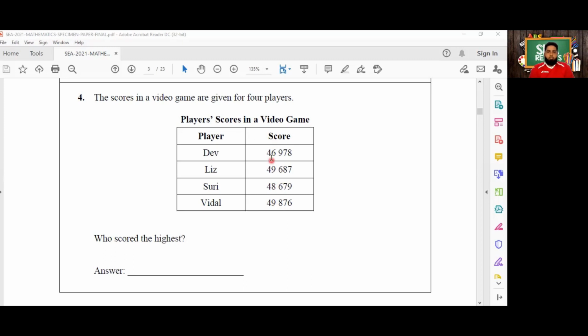Then we move on to the thousands column. We have a 6, a 9, an 8, and a 9. The 6 and the 8 would be eliminated, because we are looking for the highest score. That leaves us with the two scores that have 9 in them: Liz and Vidal. Now we move on to the hundreds column. Vidal has an 8 and Liz has a 6, so Vidal's score is going to be higher.